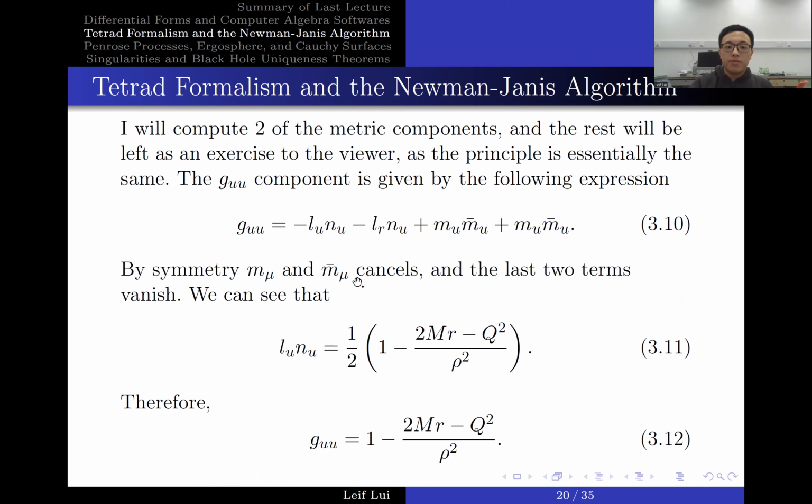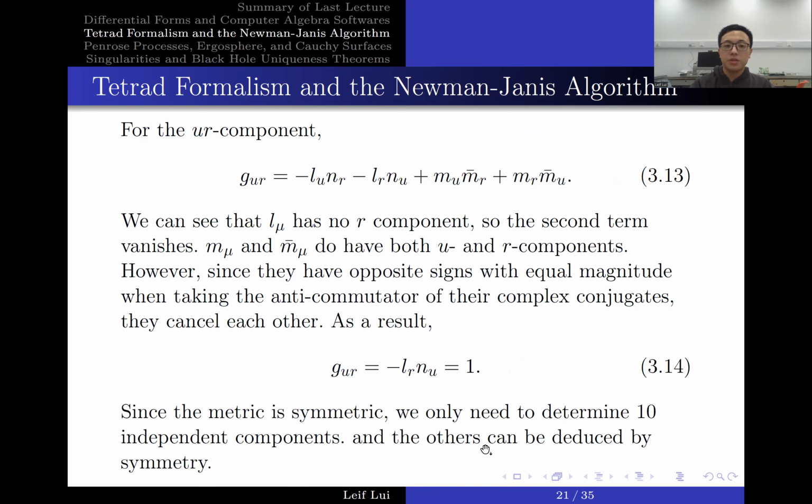So the g mu mu component is given by the following, and M mu and M bar mu cancel because they are the sum of symmetric and anti-symmetric parts. And the last 2 terms vanish, and we will see that L u L u is equal to this, and therefore g uu is equal to this. For the u r component, we can see that L u has no r components, so the second term vanishes. Additionally, M mu and M bar mu is similar to the previous case, so it has u and r components. However, since they have opposite signs with equal magnitude and taking the anti-commutator of the complex conjugate, they cancel each other, and as a result, this is equal to 1.